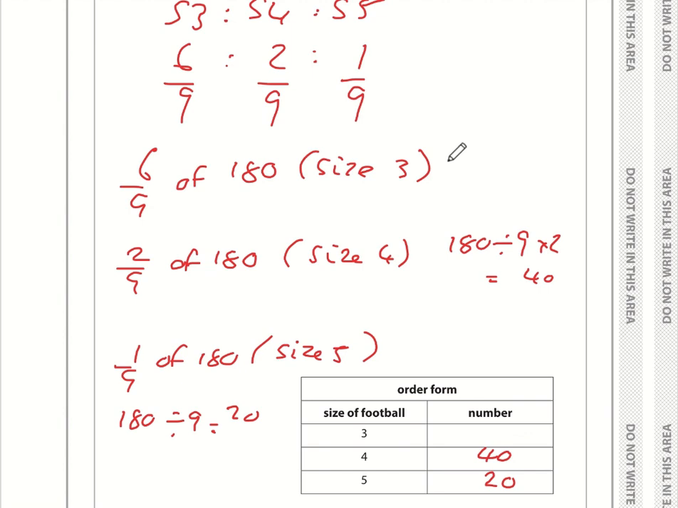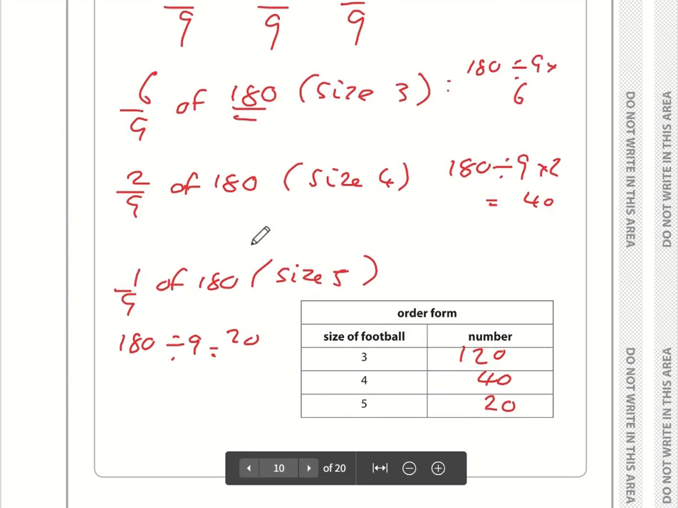And again, we're going to do exactly the same thing here, so that's going to be 180, divide by the number on the bottom, multiply by the number on the top, and that gives us 120. And if we just double check, 120 plus 20, 140, plus another 40, 180, and that was the total number of balls that was required for the order, so we know we've got that one right.